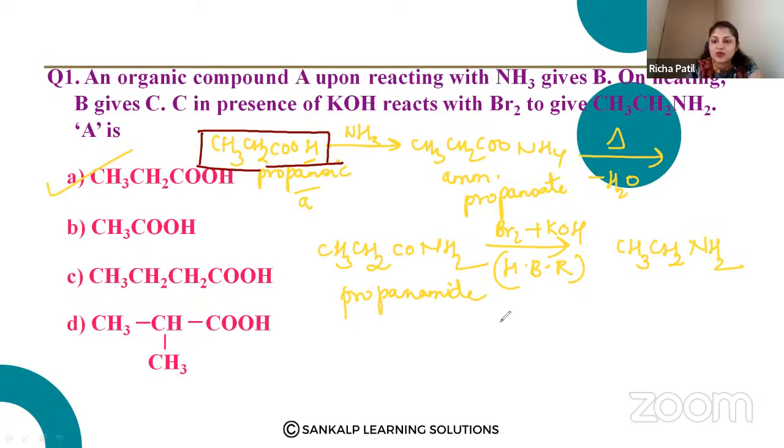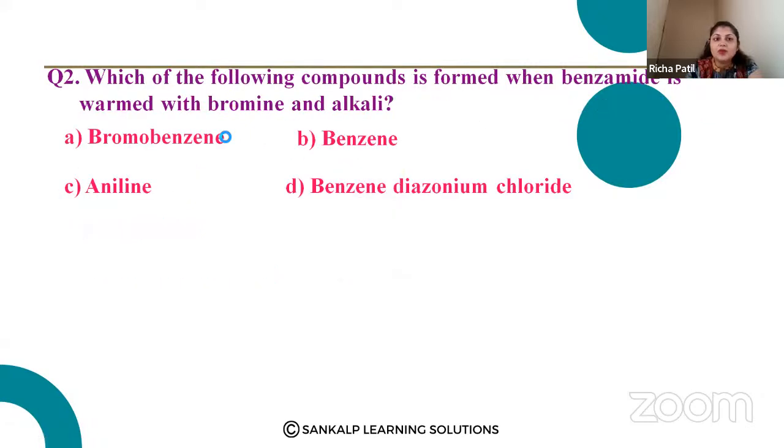So we'll go for the next one. Which of the following compounds is formed when benzamide is warmed with bromine and alkali? Go through the options and try to solve it. Yes, it is C.